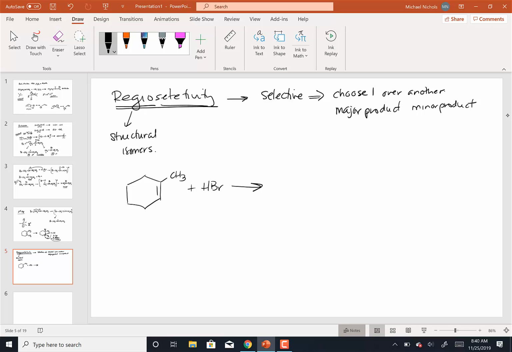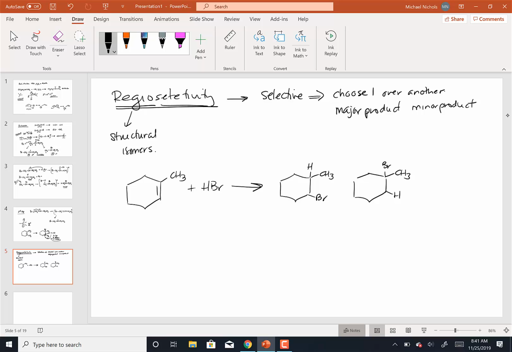Okay, here is a reaction. Is this regioselective? Well, what am I adding? HBr, an H and a Br. How am I adding that H and Br? Well, there's two possible ways for me to add it. I can add H to the CH2 or H to the C with the CH3. So there are my two possible products.